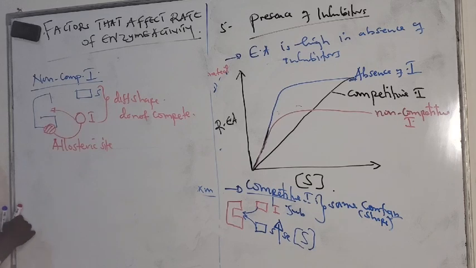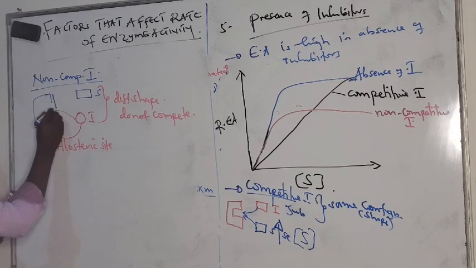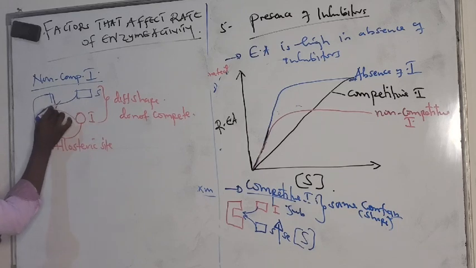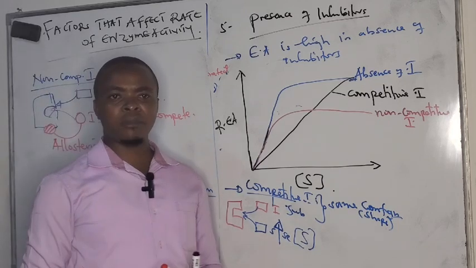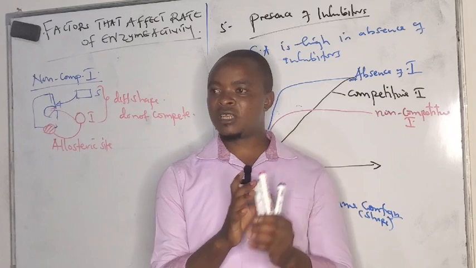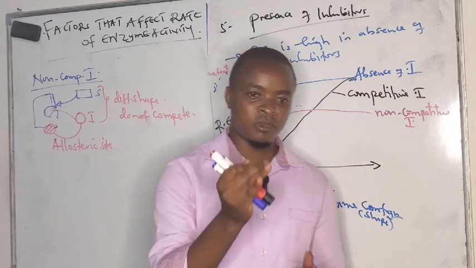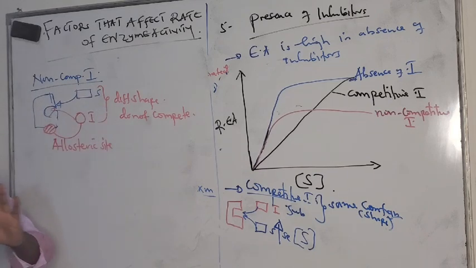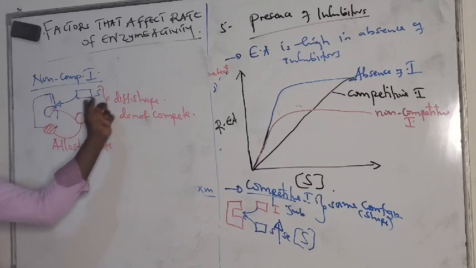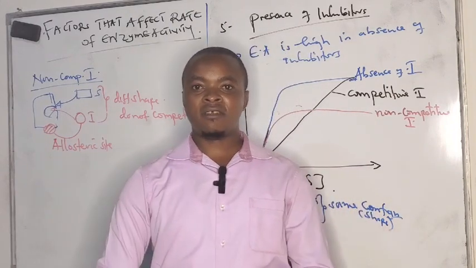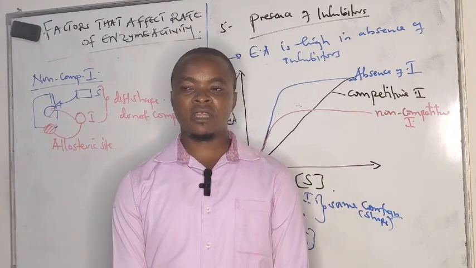So you'll find this active site changes totally its shape, and after changing its shape, the substrate can no longer recognize and bind. And because it can no longer recognize and bind, even though you increase the substrate concentration, this inhibition cannot be overcome. Why can it not be overcome? We are saying they have different shapes, and when this inhibitor binds at the allosteric site, it causes a change in the shape, and then the substrate can no longer recognize the binding site. Those are the factors that affect the rate of enzyme activity.